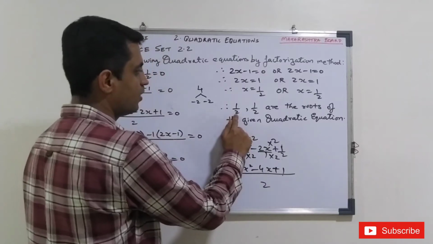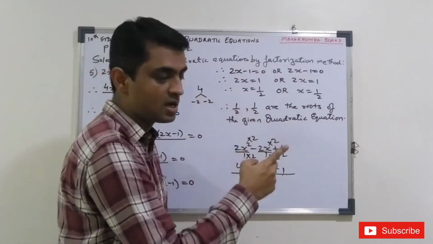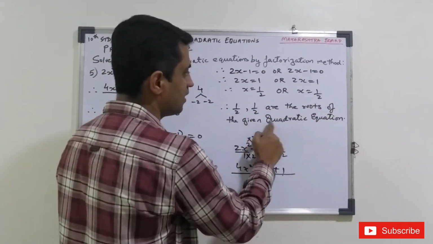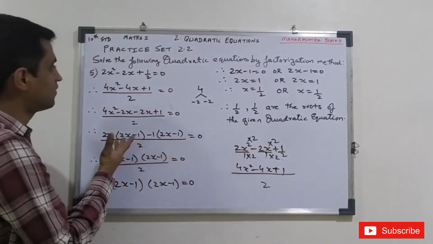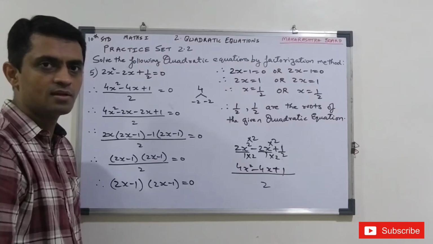So 1 upon 2, 1 upon 2, 2 times, as I have written here, are the roots of the given quadratic equation. So this is the solution for this fifth question. Clear?